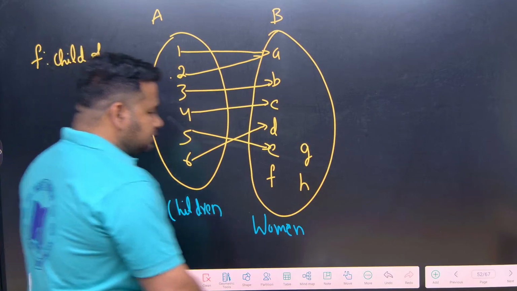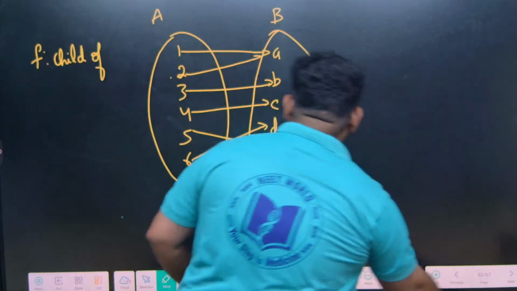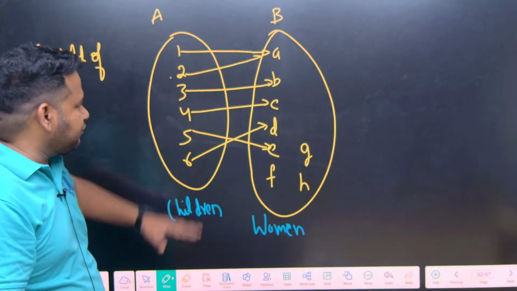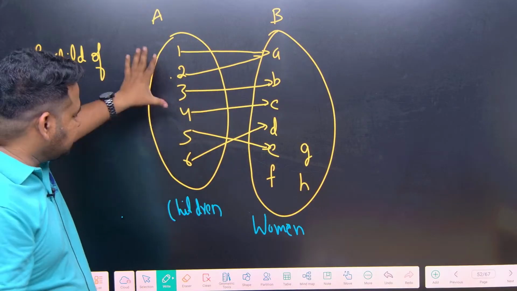So that means what? First of all, every element in set A is connected to set B. See, nothing is left out here. In set A, focus only on set A. Everything is connected to set B. Yes, it is connected. Nothing is left out.